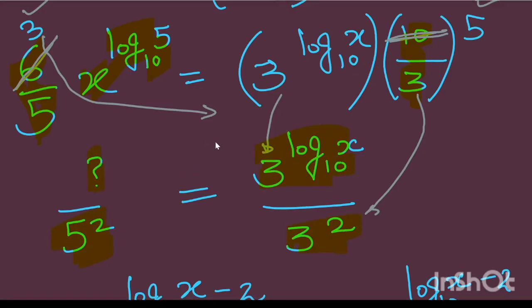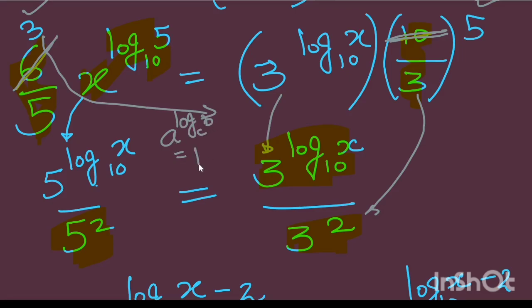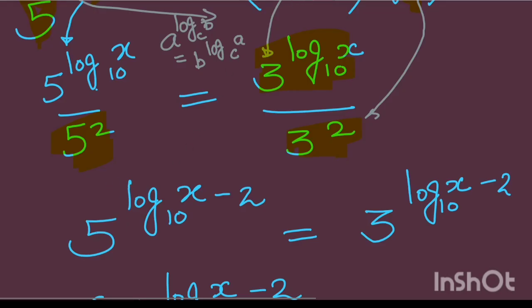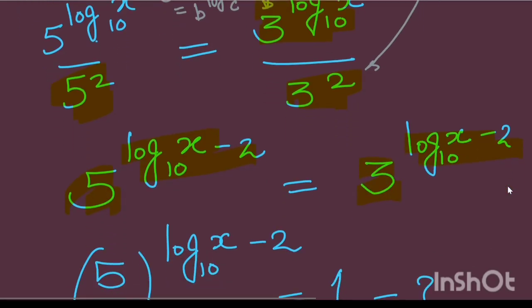So what should come here? Similar to the right hand side, for this question mark we can apply the property: 5 to the power log x base 10 can be written like this. Using which property? Using the property a to the power log b base c, where the base and argument are interchanged, so b to the power log a base c. Using that, as you can see here, now LHS is 5 to the power log x base 10, same as 3 to the power log x base 10 minus 2, which is RHS.